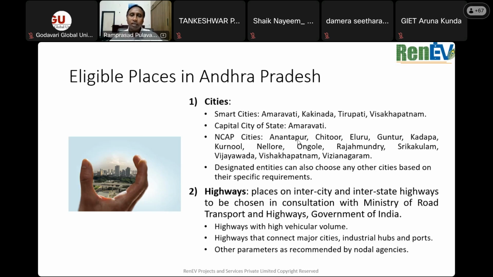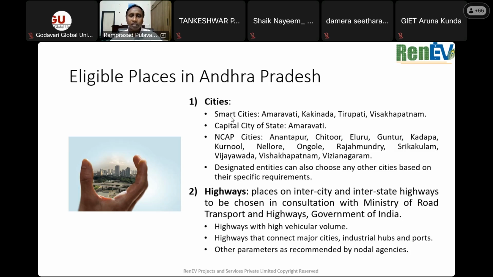In Andhra, these are the different cities that are allowed under NCAP eligibilities: Anantapur, Chittoor, Eluru, Guntur, Kadapa, Kurnool, and other places. Some of them you will find in both smart cities and NCAP cities. Especially my city, Rajahmundry, where I live and operate from, is covered under NCAP cities. Other than this, state governments can also select some other places and suggest them to Government of India.